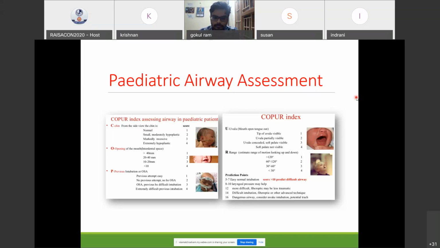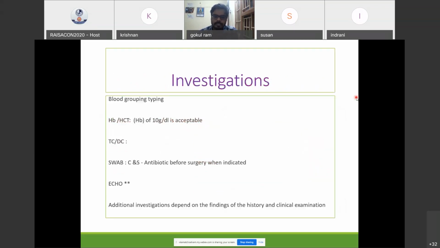So, what investigations would you like to do? I would like to do hemoglobin to have a baseline value and to assess the nutritional status of the patient. I would like to do a total count and differential count to rule out any infections. And I would like to do blood grouping and cross matching for the patient.